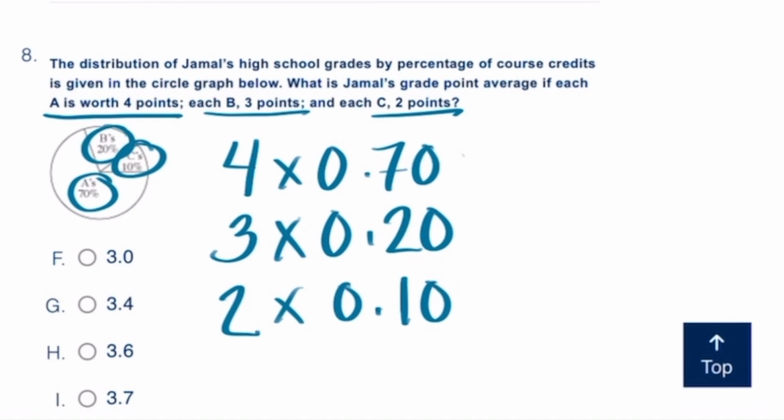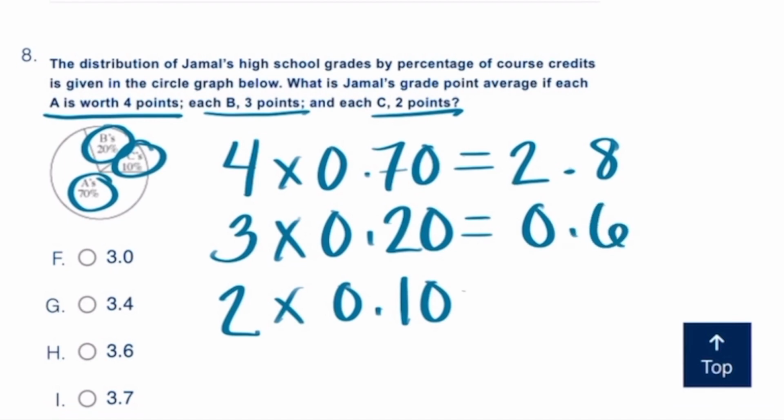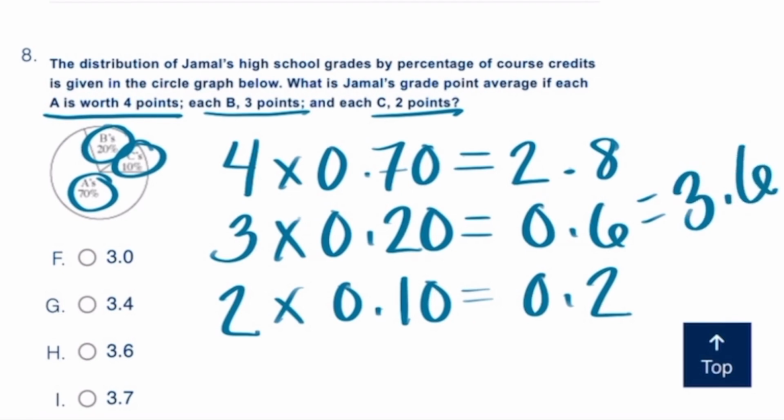All right, so then I can just type this in my calculator or do it in your head. 70% of 4 is going to get us 2.8. 20% of 3 is going to get us 0.6. And then 10% of 2 is going to get us 0.2. Add those all up to get the 100% total, which would get us a GPA of 3.6, option H.